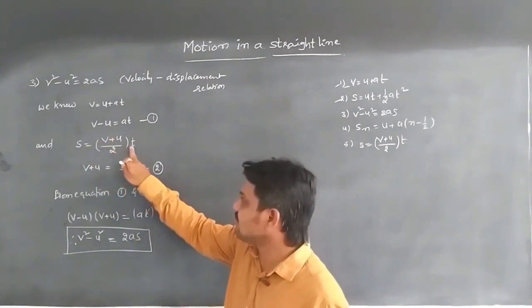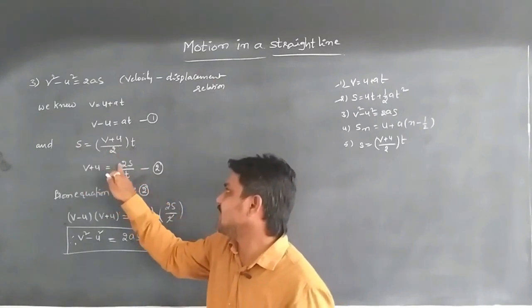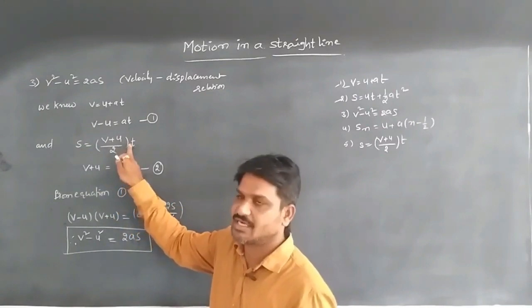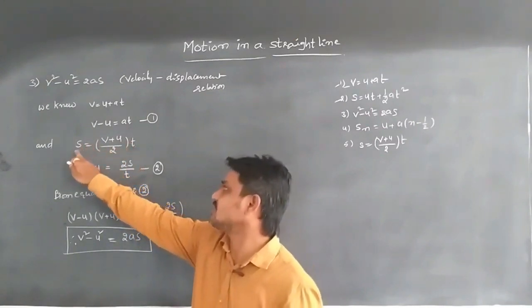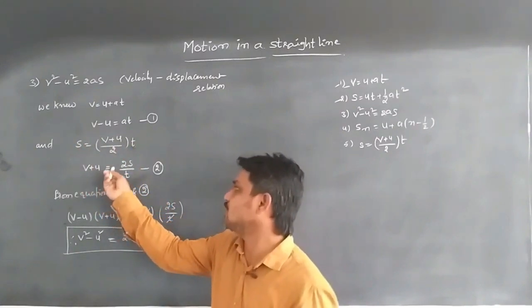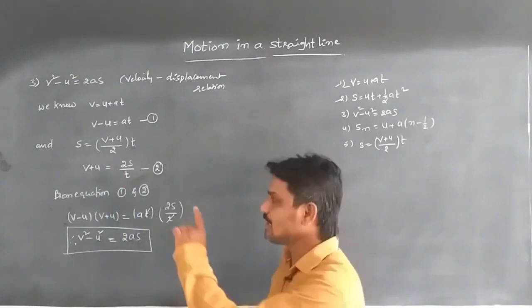From the relation s is equal to (v plus u) by 2 into t, by taking the 2 to this side it will be multiplied, and t taken to this side, which is the numerator, will become the denominator. Then v plus u is equal to 2s by t, that is considered as equation number 2.